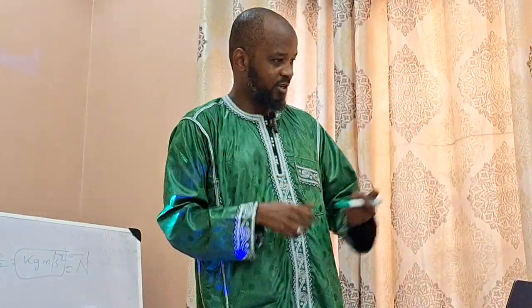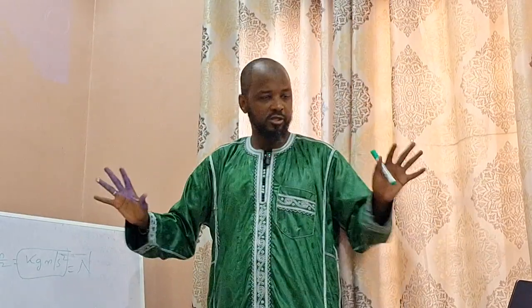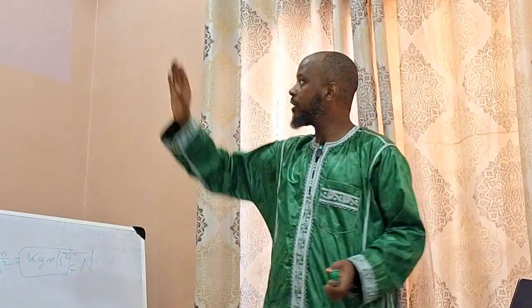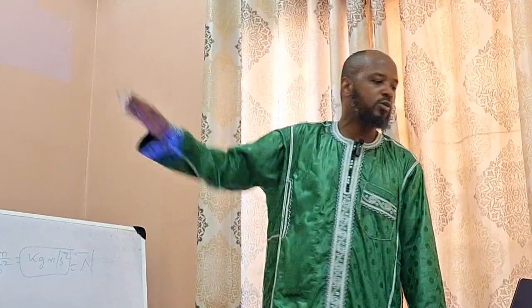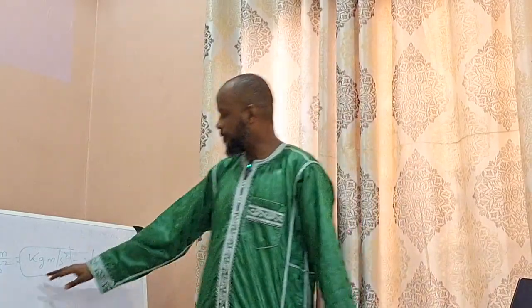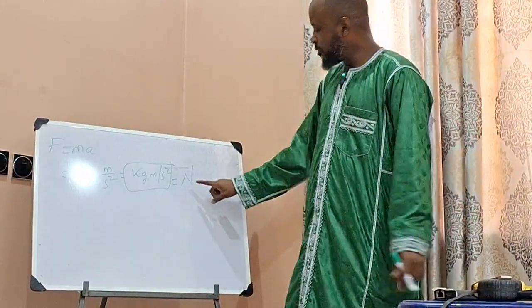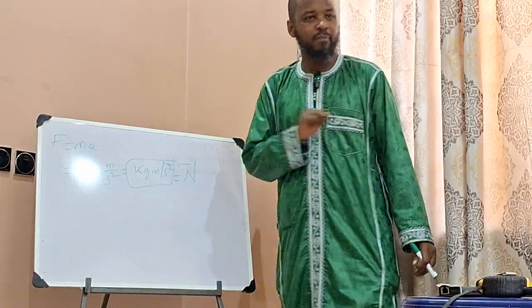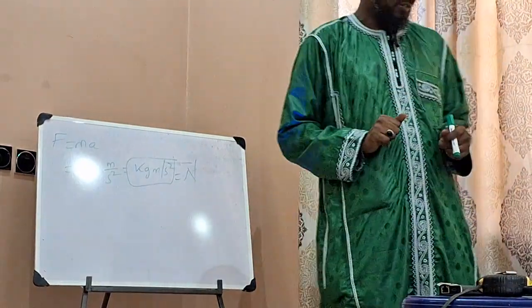Okay, the Pascal is the special unit. The Newton per meter square is the derived unit. But pressure is a derived quantity, whether you use Pascal to represent it or Newton per meter square, the same way force is a derived quantity. Whether you use Newton to represent it or kilogram meter per second square, it is a derived quantity.